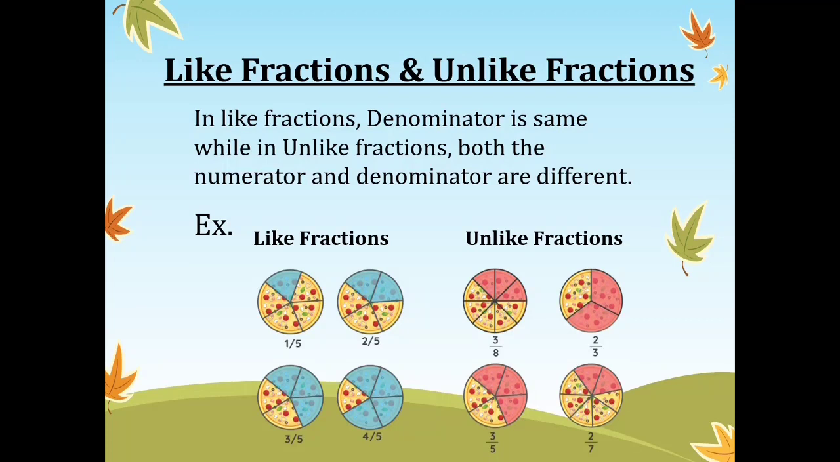1 by 5, 2 by 5, 3 by 5 and 4 by 5 are all examples of like fractions. As you can see, the denominator is the same in all the given fractions: 5, 5, 5 and 5. In unlike fractions, 3 by 8, 2 by 3, 3 by 5 and 2 by 7 are the examples. As you can see, both the numerator and denominator are different.